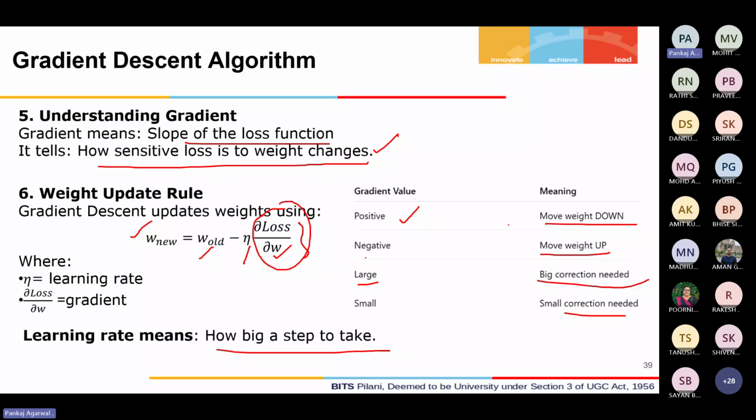If it is negative, then I get a thought process that I need to move the weights up, right? Got my point? So these are indicatives, and by looking at this you can understand that, right?